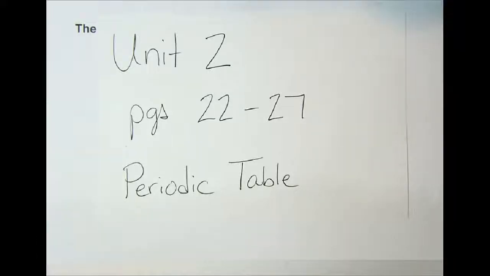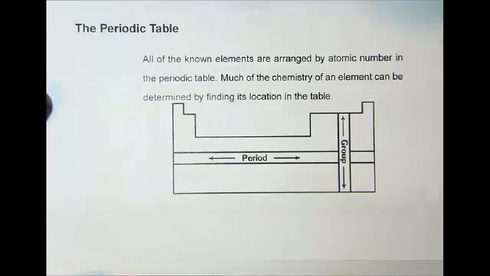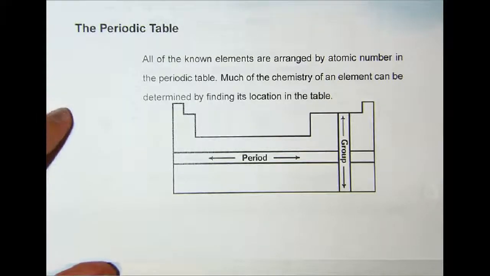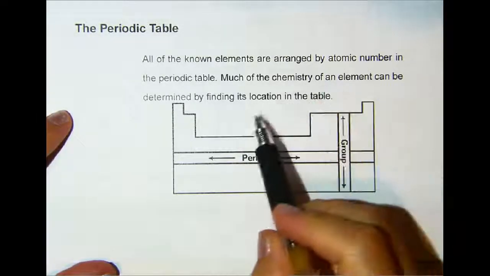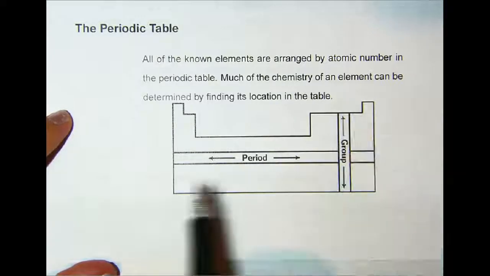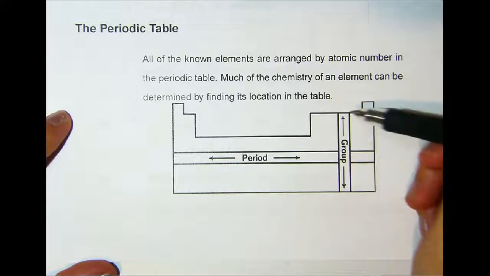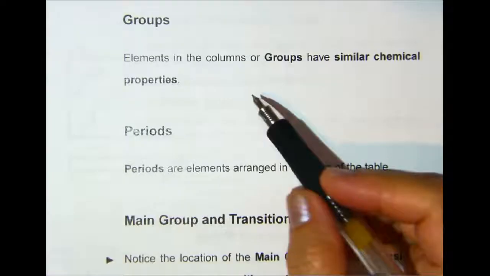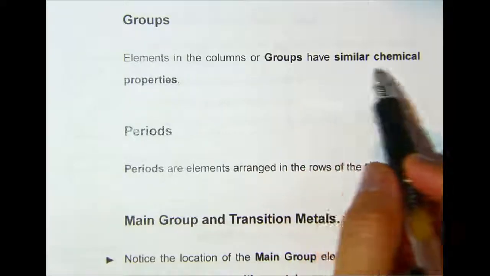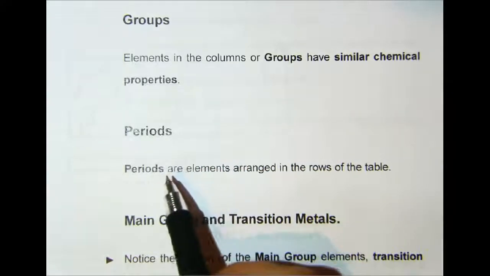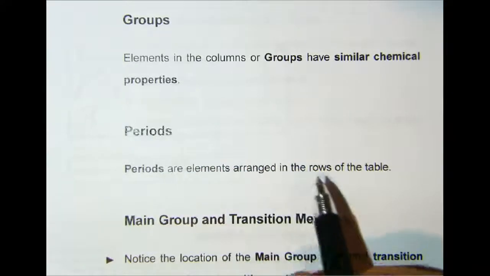Unit 2, pages 22 to 27, the periodic table. All of the known elements are arranged by atomic number in the periodic table. Much of the chemistry of an element can be determined by its location on the table. Periods are horizontal across the periodic table, and groups are vertical. Elements in the columns or groups have similar chemical properties, and periods are elements arranged in the rows of the table.